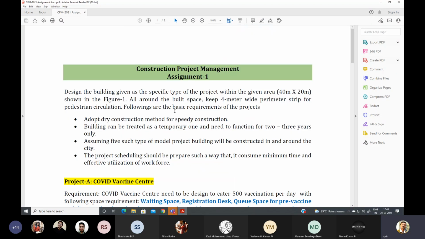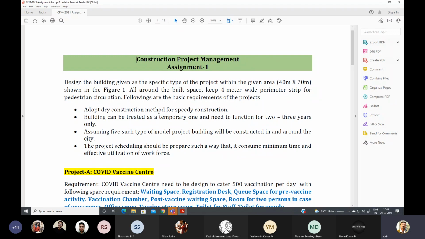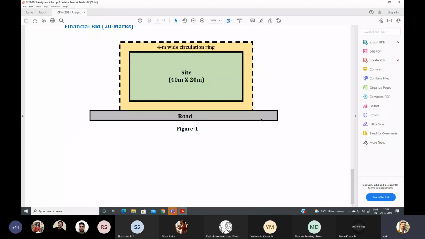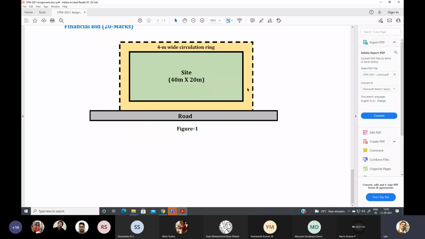So the first assignment is something like: design the building as per the specific type given. There are 4 types of building given. You have to choose any one of them. The project will be within an area of 40 meters by 20 meters. So a site of 40 meters by 20 meters is given to you. Out of that, a 4 meter circulation ring has to be left out. So you will have 40 minus 8.